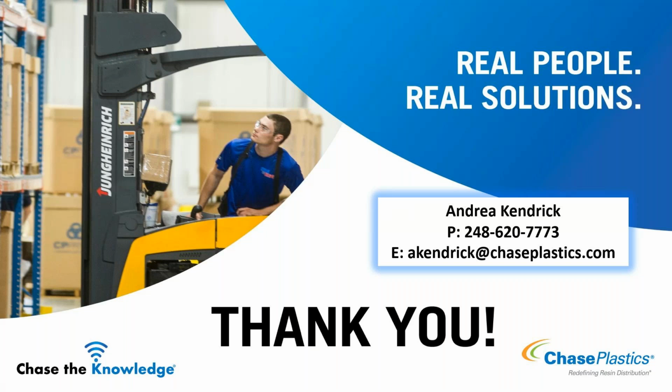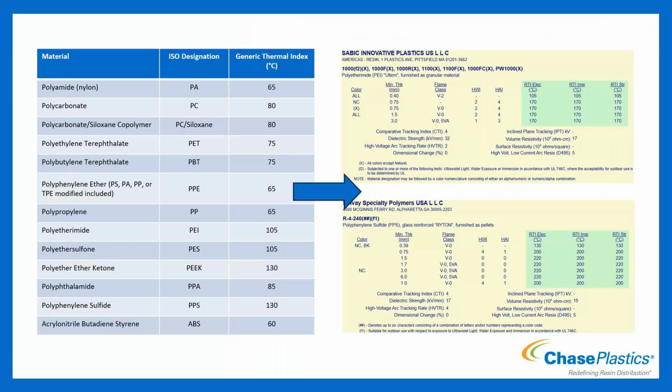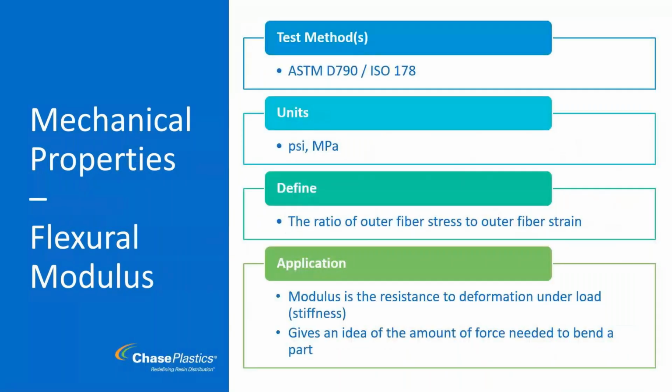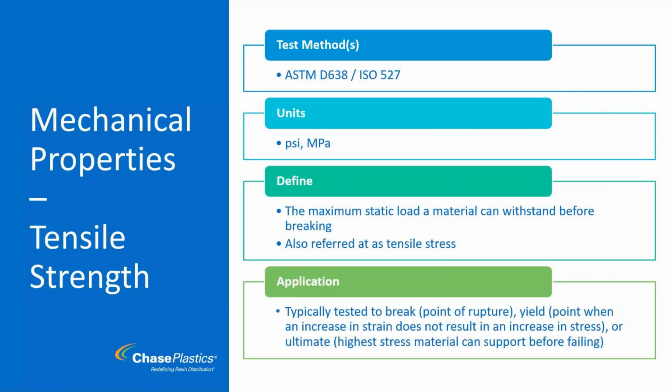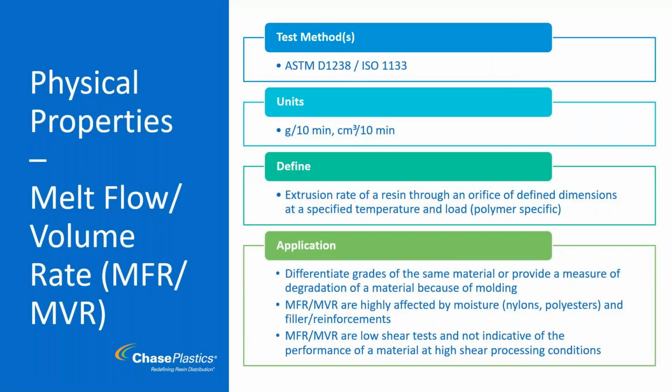Can you please review once more what can be gained from knowing the material's either melt flow rate or melt volume rate on the data sheet? Yes. Let me scroll back to it too to show it. So within the same material, so ABS to ABS, polycarbonate to polycarbonate, your melt flow can give you an idea of the difference in how it will flow within reason.